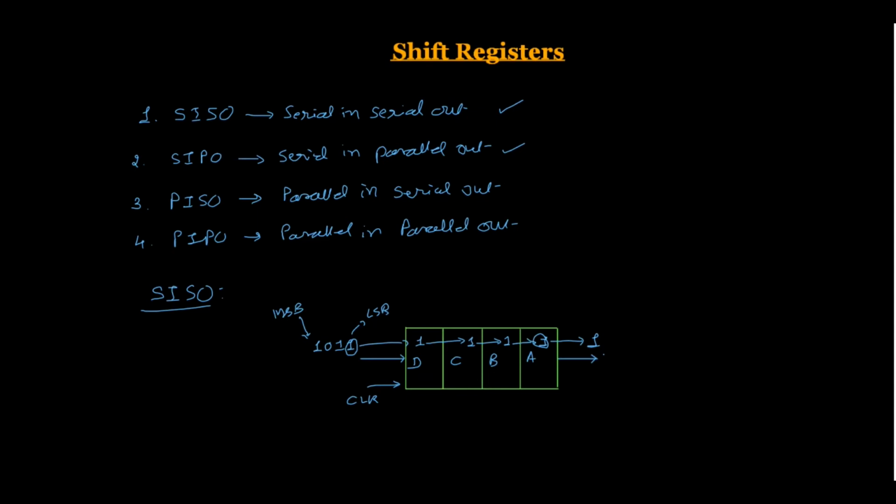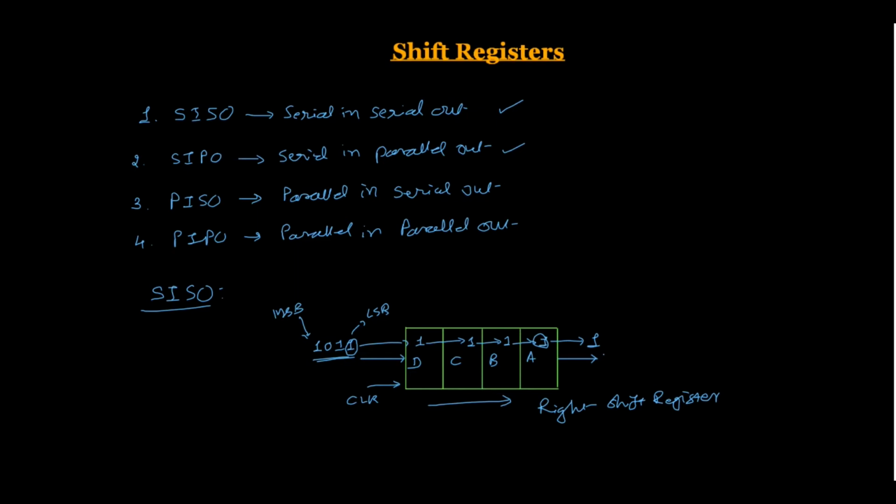So in this way, the data is moving from left to right. This is known as a right shift register. In the same way, you can also have a left shift register. One by one, each bit of your input data will be entered into the register, move in a serial fashion, and you will get it at the output.